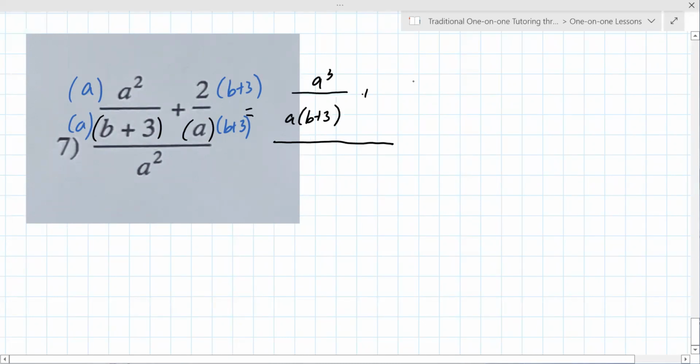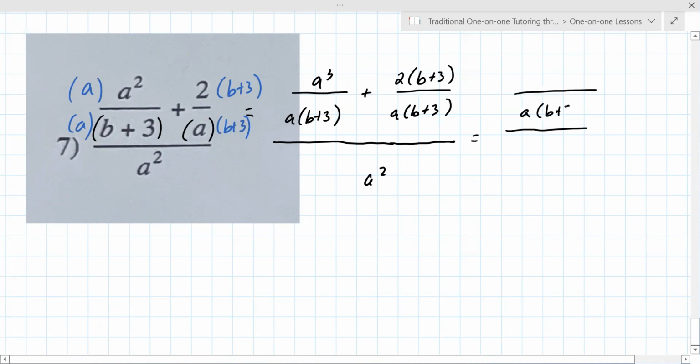You want to resist the urge to try to distribute at this point, and you also want to resist the urge to cancel, because the whole point of what we're doing is to not go backwards. You want to combine them. So your fraction here is a b plus 3 on the bottom, a cubed plus 2 b plus 3 all over a squared.